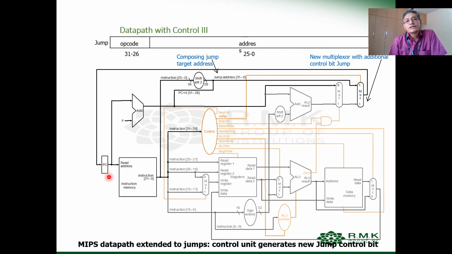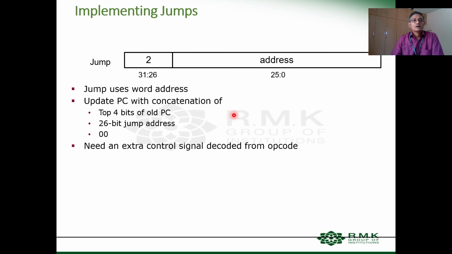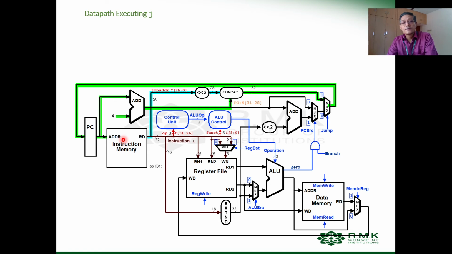So how to identify the jump instruction using the opcode? For that, one additional control signal is generated and given to this multiplexer. If the jump instruction is identified, this control signal will be asserted and the multiplexer will take control, so that it gives the output by combining these two values. Jump uses a word address. It will update the PC with the concatenation of the top 4 bits of the old PC and the 26-bit jump address, as we explained with respect to the previous slide.